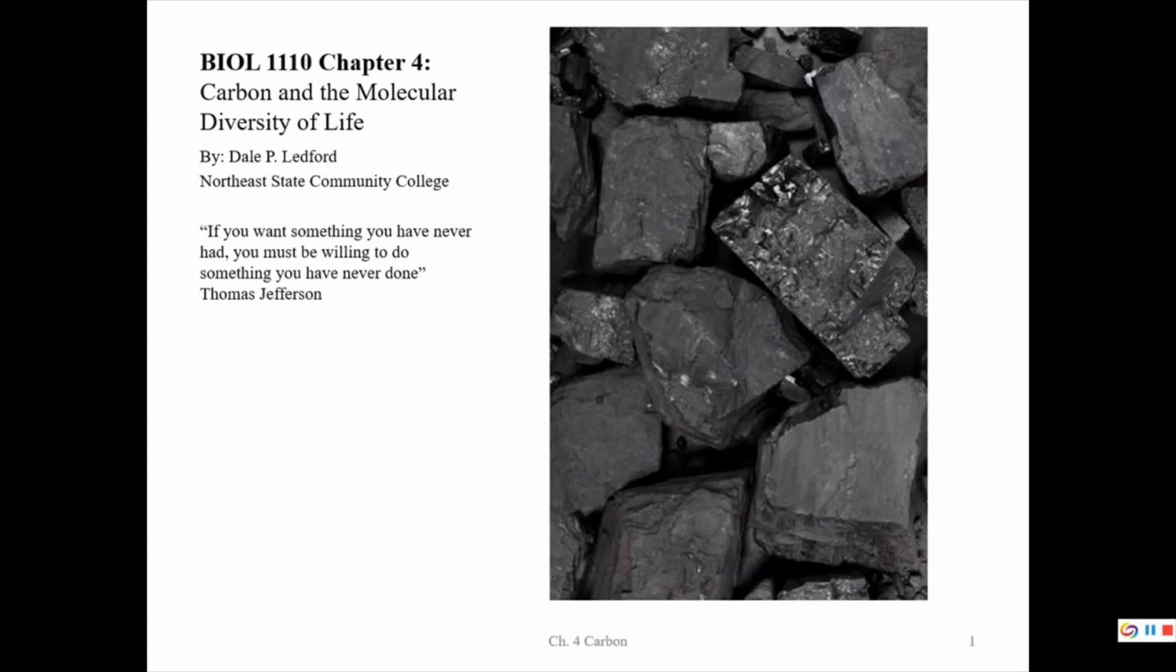But what I want to do is take a look at this chapter, carbon and the molecular diversity of life. Just reminding you, if you want something you've never had, you must be willing to do something you've never done. So let's take a look at carbon.